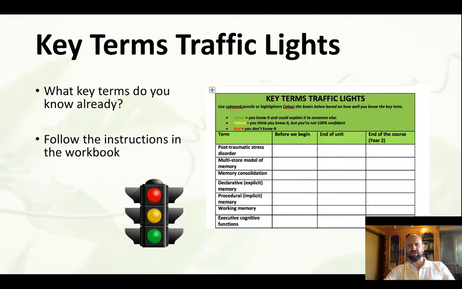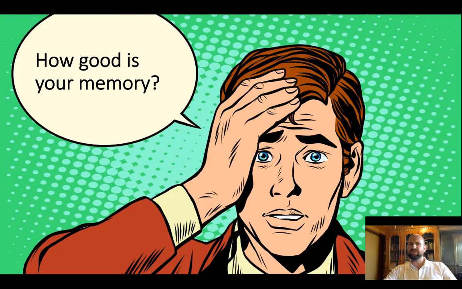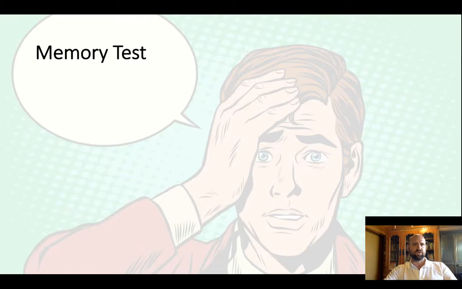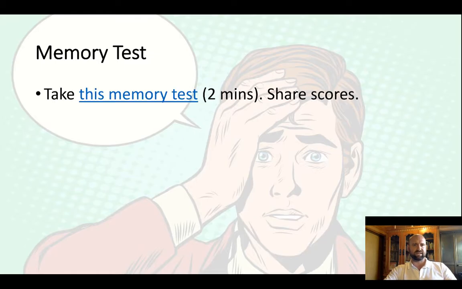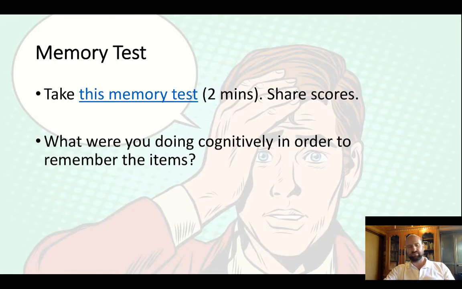Then we can get into the traffic lights, since it's the first unit of the lesson, and they've got these terms here. The instructions are in the workbook, but they just color code. If you've used our support packs before, you'll know how this works. And then we can do a memory test as a bit of a hook. There's a video here. They take the test, and my students are always competitive. They want to do as well as they can.